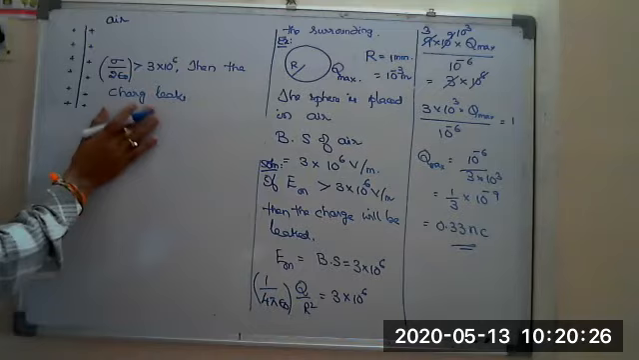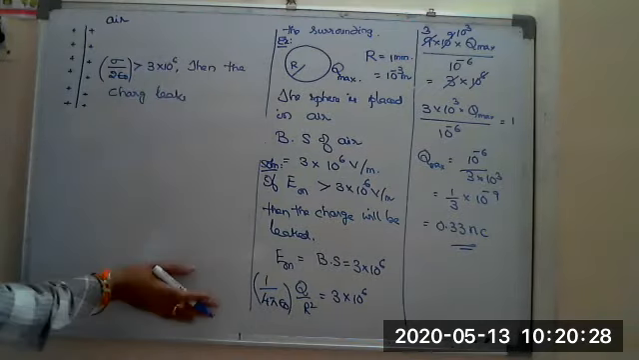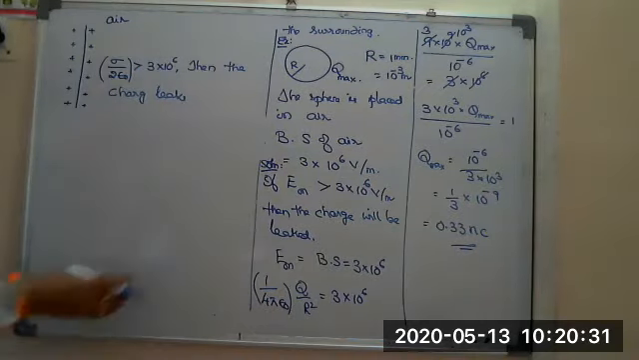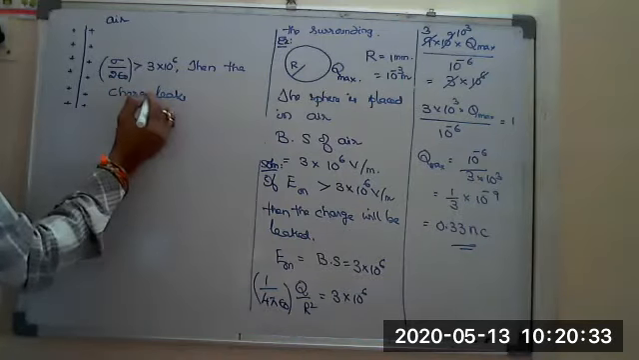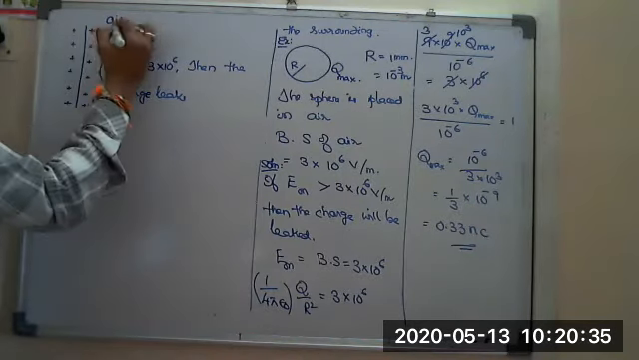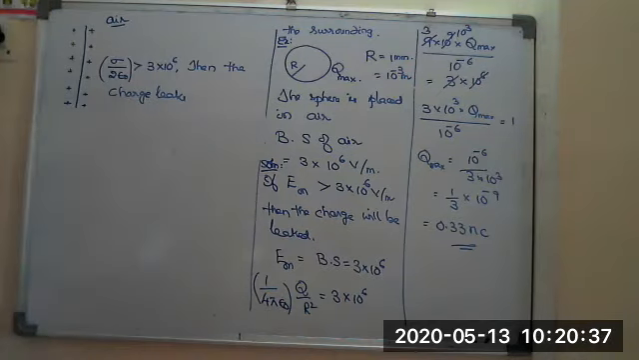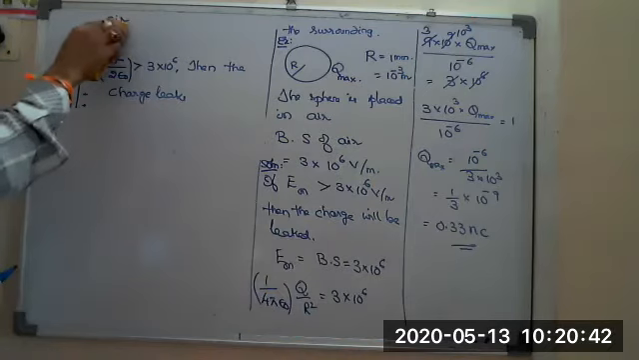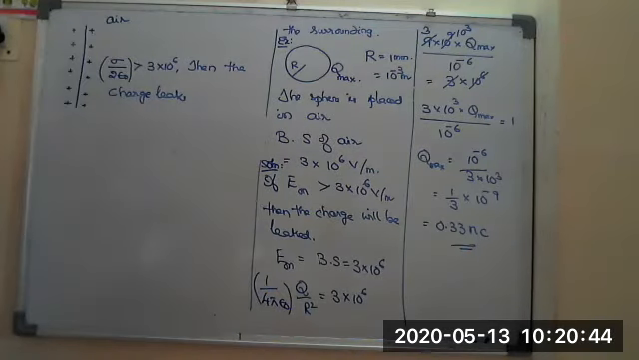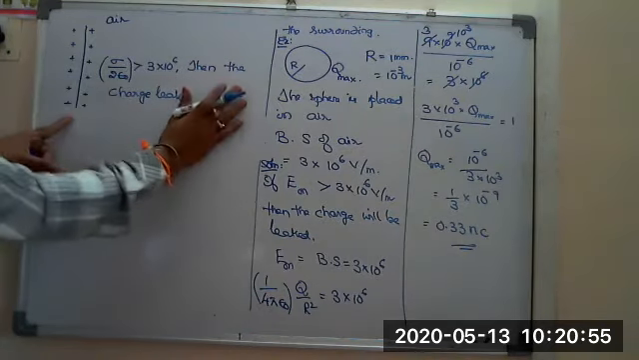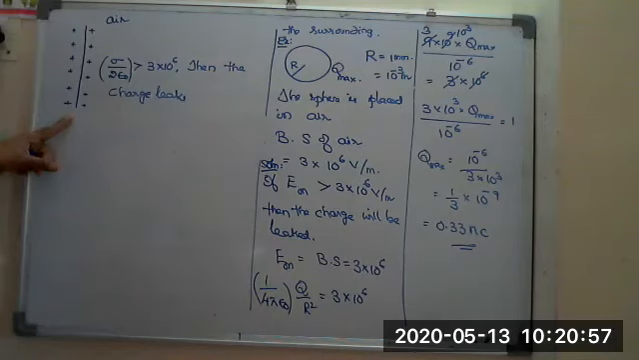So the concept we discussed previously in the erased part: if you want to increase the charge, we have to change the surrounding medium. But here I am not interested in changing the surrounding medium, keeping the medium as air only. But I want to increase the charge on this surface without leaking.